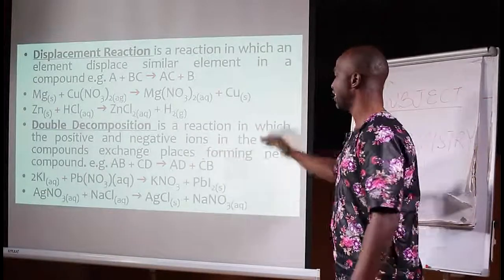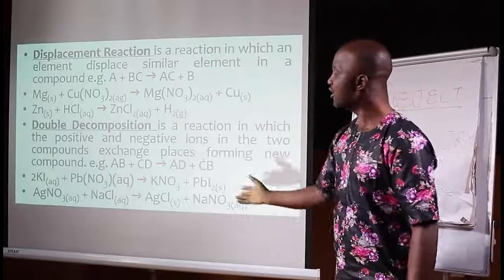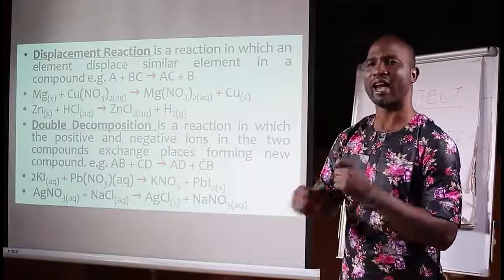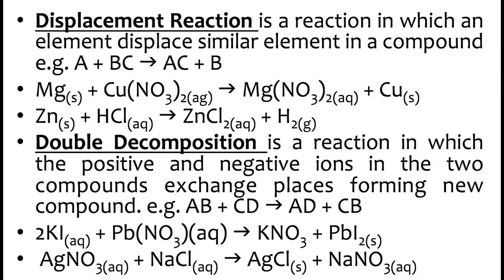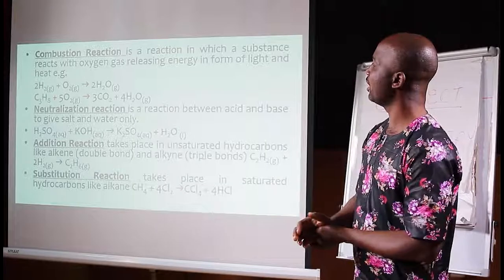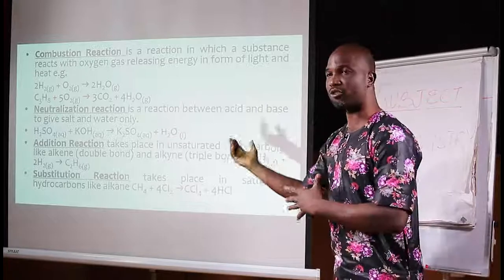plus lead iodide. Or in the case of carrying out analytical tests in the laboratory, you find that certain precipitates are formed because of an insoluble salt that is produced. This insoluble salt, as a result of double decomposition: silver trioxonitrate V will react with sodium chloride to give you an insoluble silver chloride plus sodium trioxonitrate V. My wonderful students, there are so many other equations and reactions that you must know.